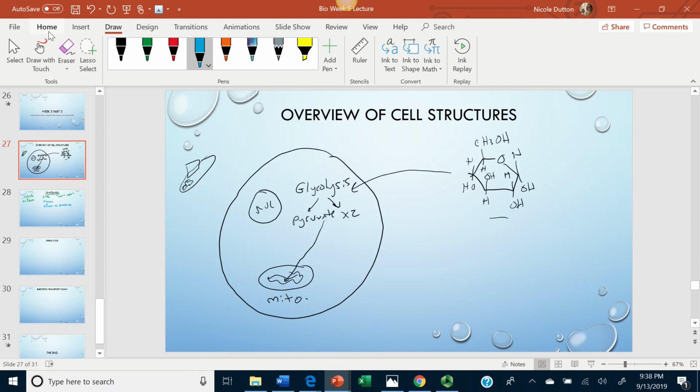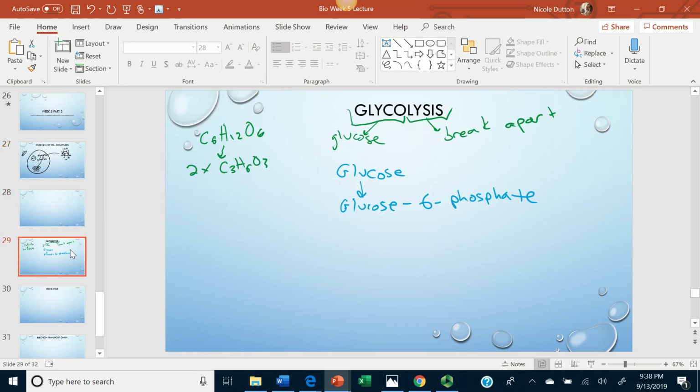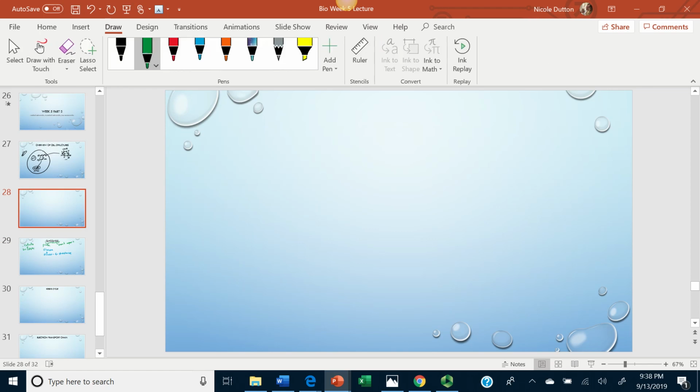Let me add another slide in here so that I can show you what's happening with this molecule of glucose. I'm going to draw the molecule of glucose a little bit bigger. So glucose again, looks like this.